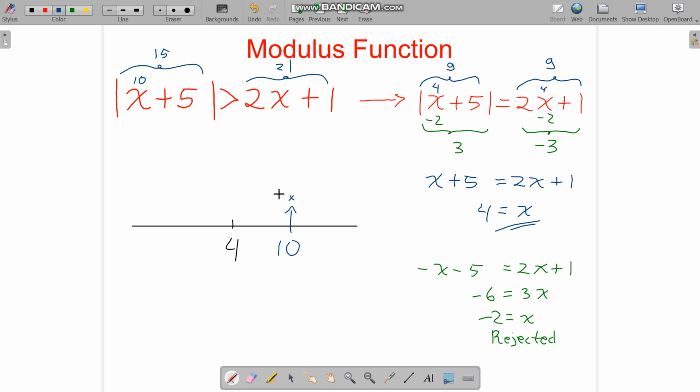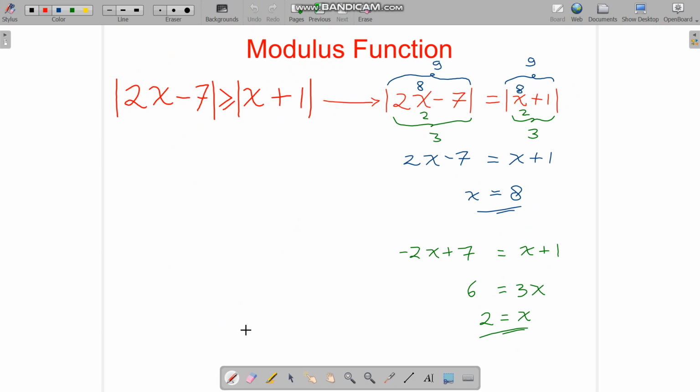And what about smaller than 4? For example 0 is just a number to check. With 0, we have 5 on the left and 1 on the right. 5 is bigger than 1, yes it is, so when you plug in 0, it checks. We use this interval. The final answer is therefore x is smaller than 4.